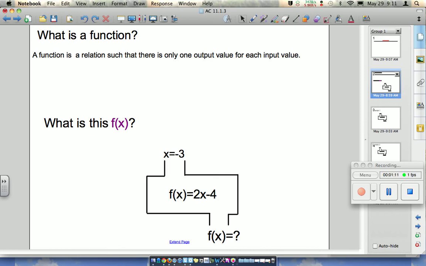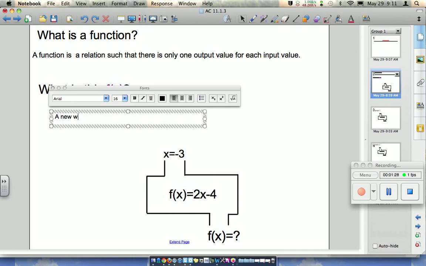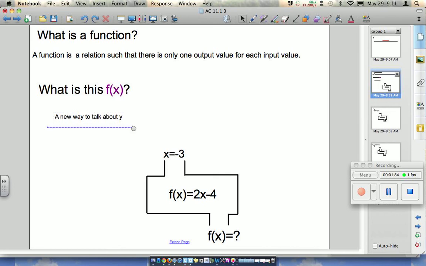So the first question we have is, what is this f of x? So f of x, you've been seeing this in class. What is this f of x? F of x is just a new way to talk about y. Okay? So it's a new way to talk about y. That's number one. It's just simply a new way to talk about y.